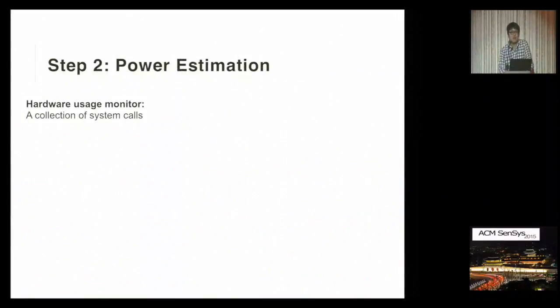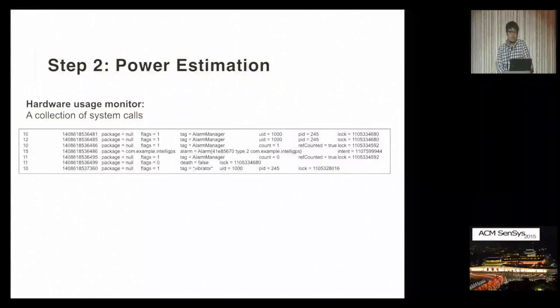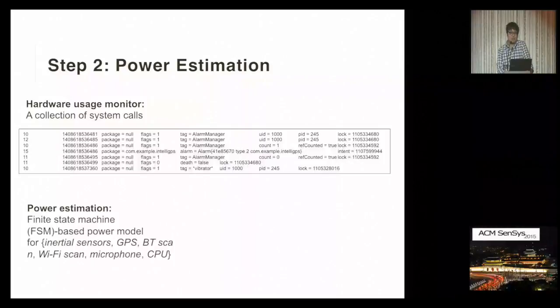So the next step is to estimate the power consumption with the collected system calls made during the emulation. After the emulation, the hardware usage monitor returns a collection of system calls. Here's the example. For the power estimation, we adopt a finite state machine-based power model. This model was proposed by Abhinav Pradhan in EuroSys 2011.